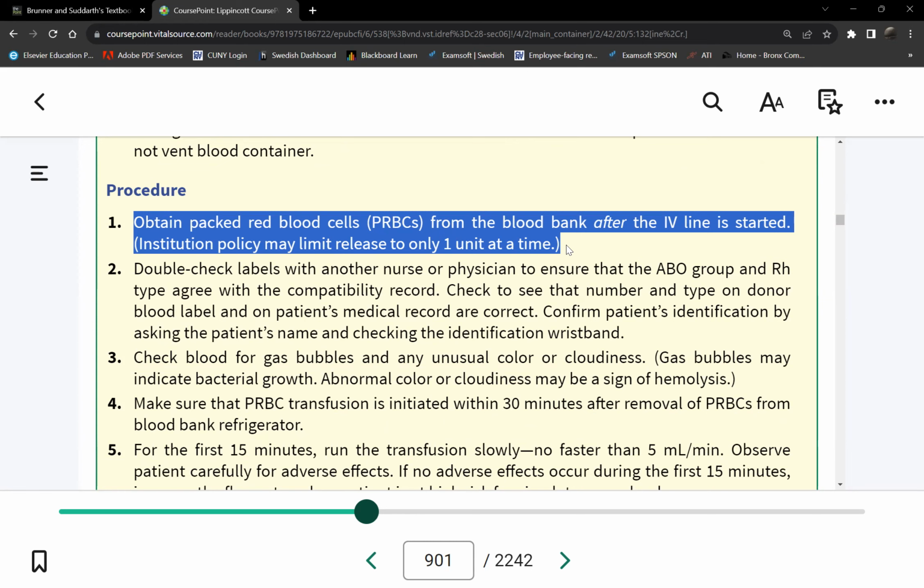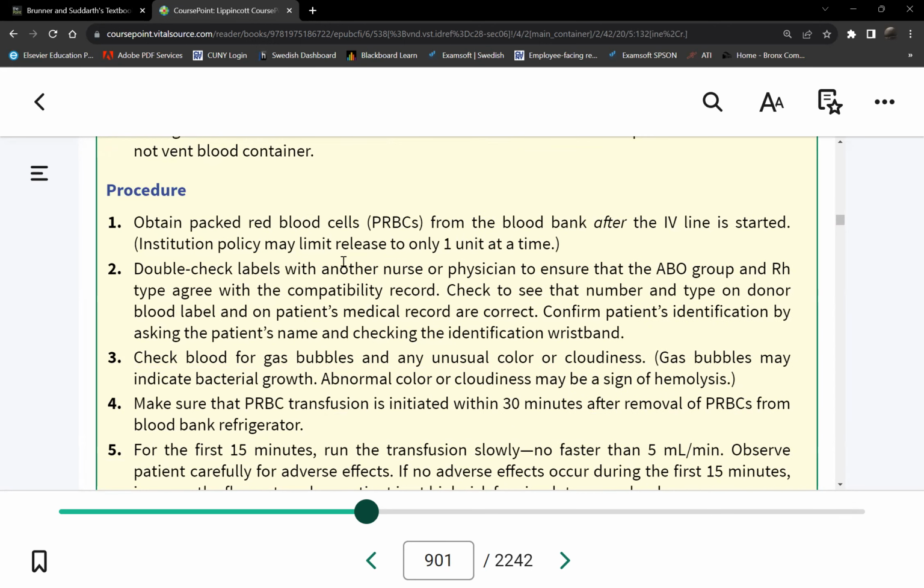So let's say there's an order for 2, 3, 4 units of blood to be transfused. The blood bank will give you 1 at a time. Unless it's in the ER, the blood bank can release unlimited amounts of blood in the ER because sometimes we transfuse multiple bags at once, but all other units, no. So you need to double check it with another nurse or physician.